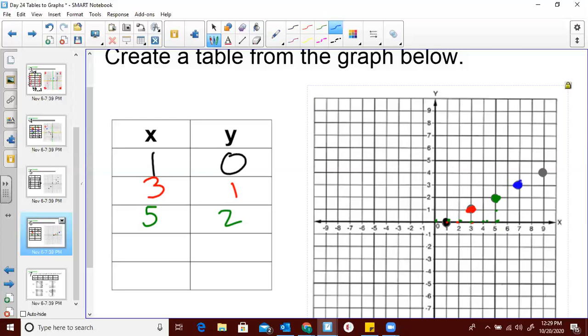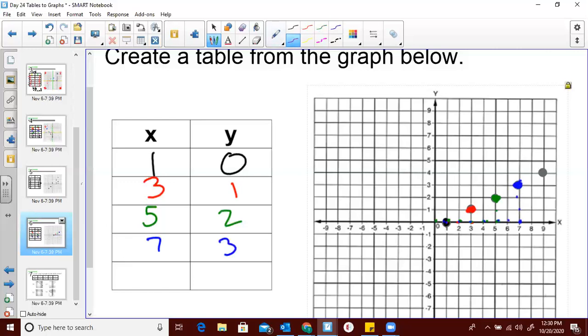All right, fourth one. We just count, start from the origin. 1, 2, 3, 4, 5, 6, 7. Now we're at our elevator. So we did 7 to the elevator, and then we went up 1, 2, 3. We went up 3 on the elevator. And that'll be your coordinate point.